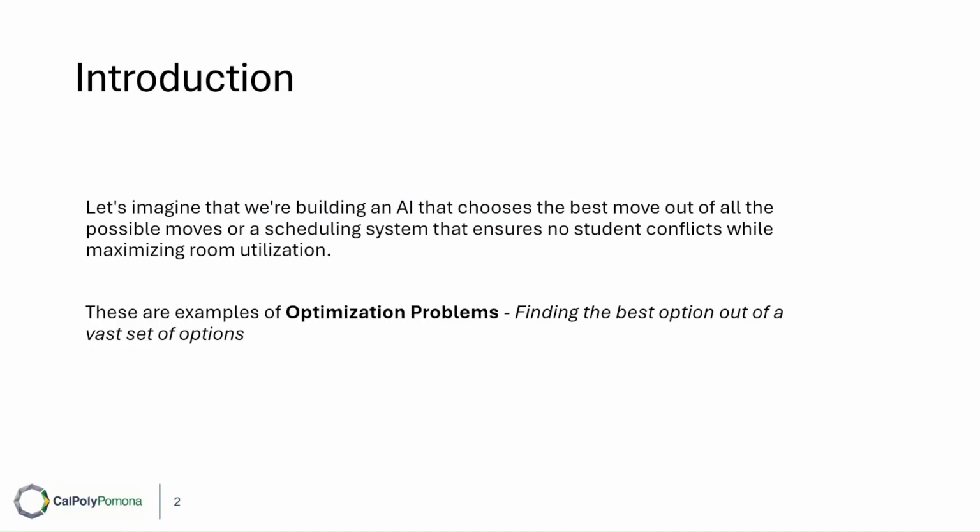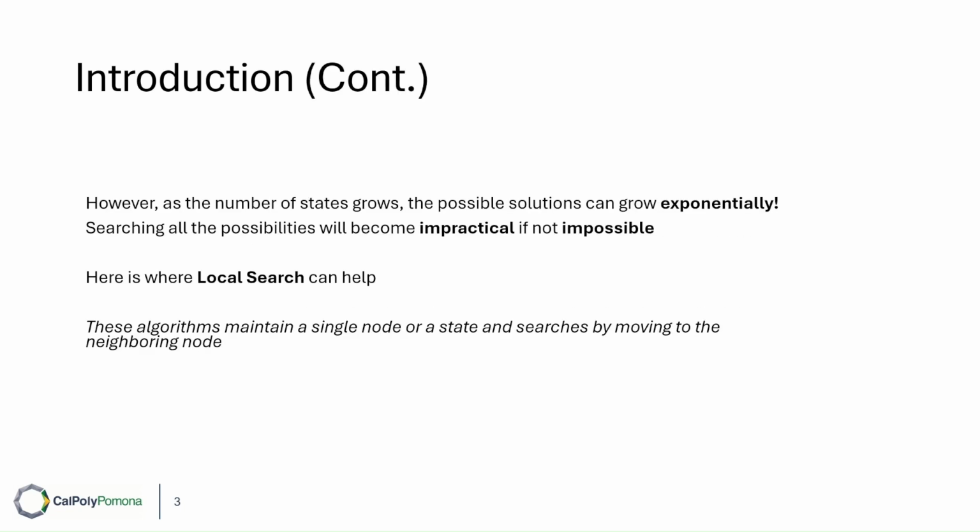Before we proceed, let's imagine that we're building an AI system that chooses the best move out of all possible moves. Or we're building a scheduling system that ensures no student conflict while maximizing room utilization. And these problems are a type of optimization problems where our goal is to find the best option out of the vast set of options.